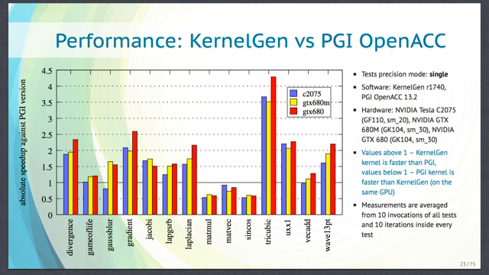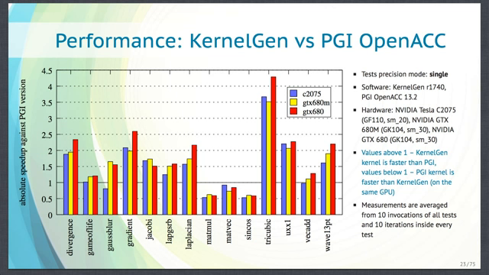Where columns are below the 1 level, that means KernelGen is slower than PGI. Where we have columns higher than 1, that means they speed up against PGI. So it turns out that open source technology can sometimes outperform the commercial solution, and I will try to present some performance factors which we tried to analyze to track down the origin of performance differences.